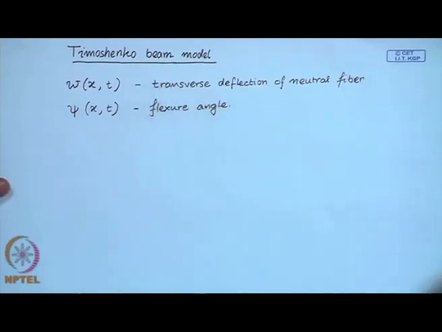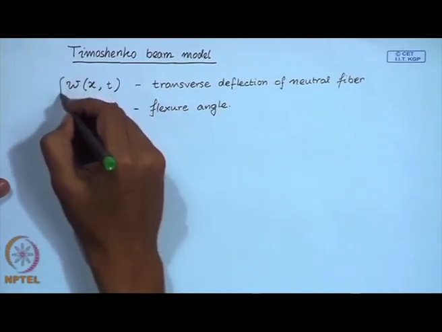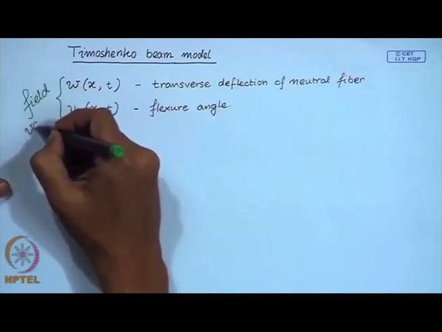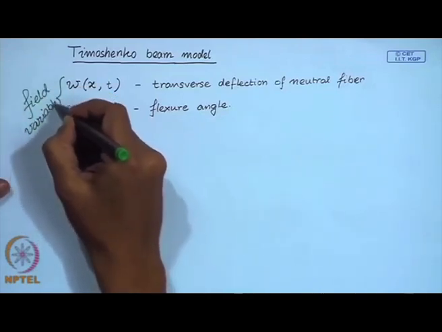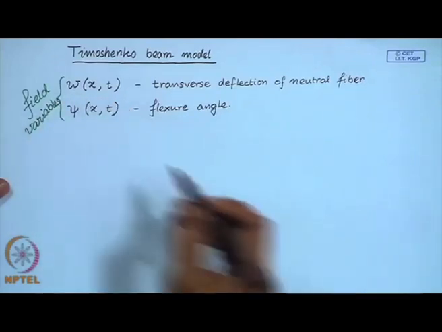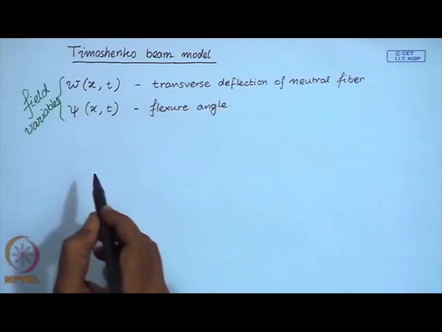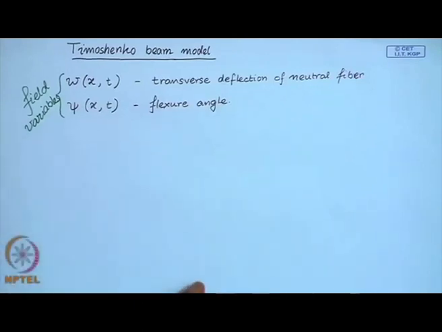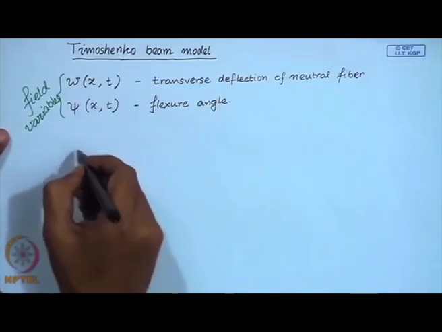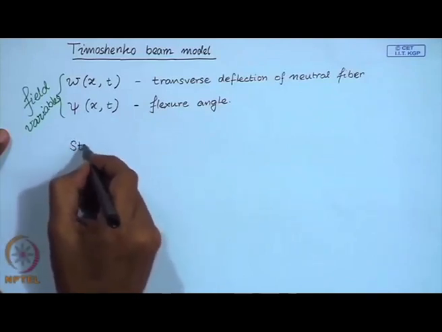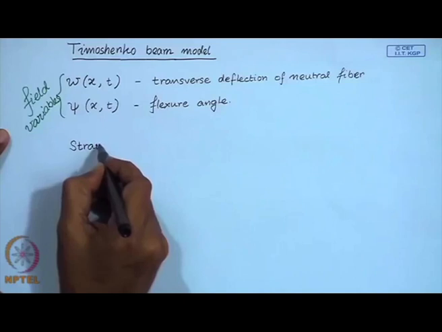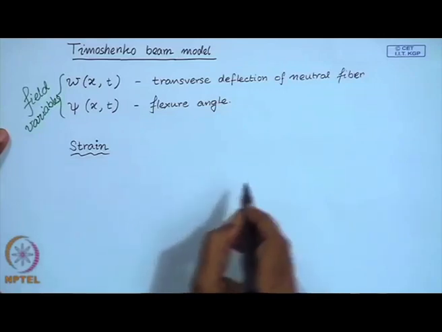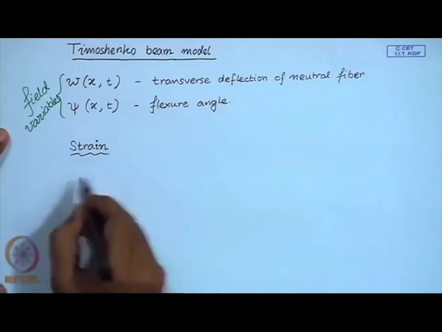So, these are the two field variables that we will use. Now, let us then start representing our deformation in terms of these field variables. So, the first thing is the strain. So, the fiber strain transverse to the in the longitudinal direction of the beam.